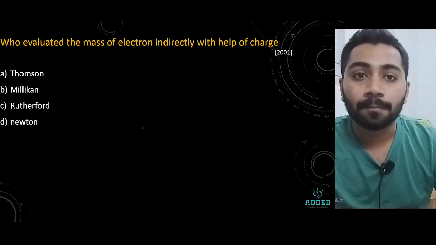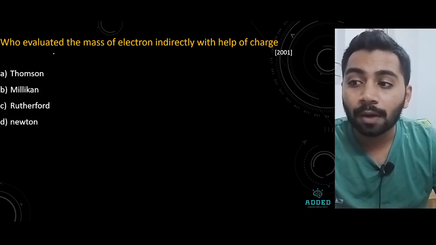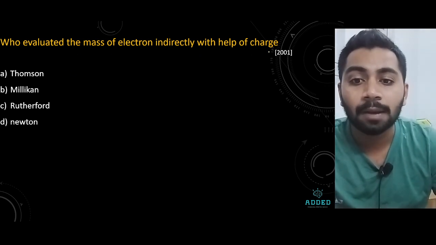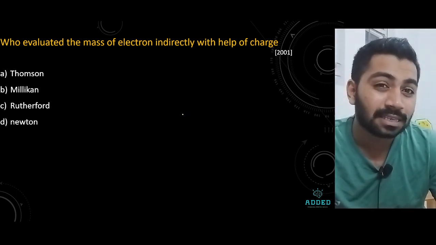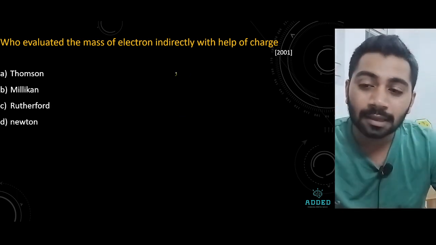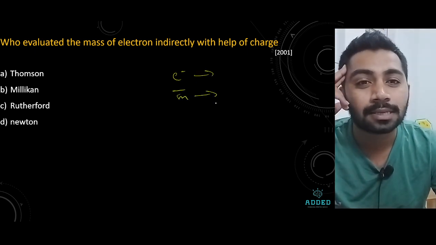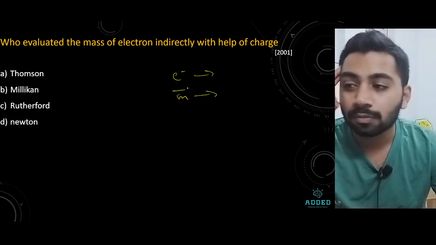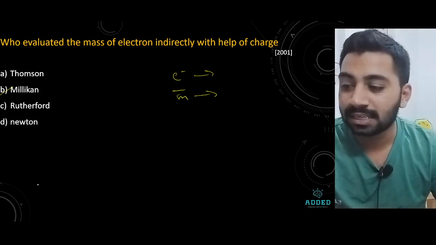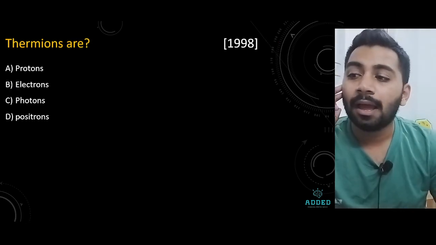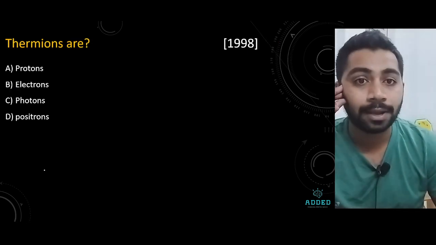Now, who evaluated the mass of electron indirectly with the help of charge? The e value we put, m value we put. Who evaluated this? Who found this? We know, he is the greatest fellow, Millikan. Easy thing. And thermions.